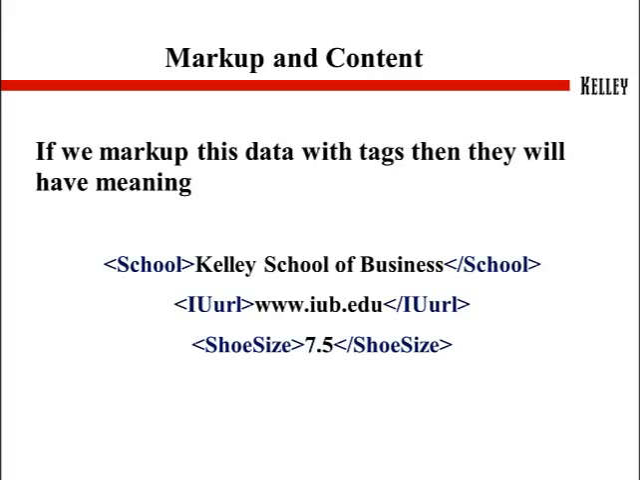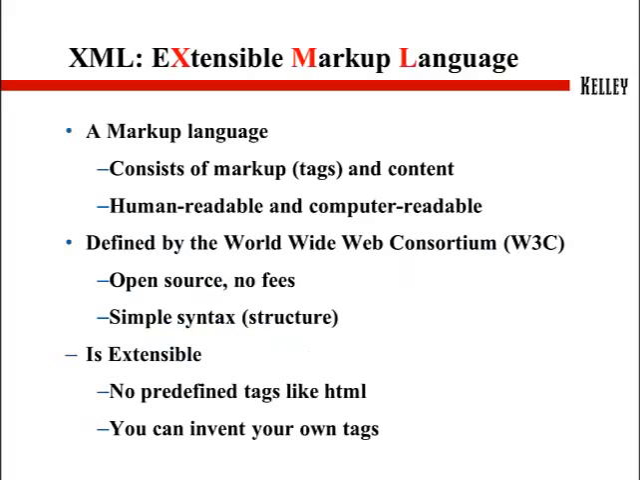The point is that these terms now have meaning, and the meaning is given by the markups, which are also known as tags. There's a beginning tag to the left of each term, and there is an ending tag to the right of each term. And then the term in the middle is what we call content. This is an example of XML, Extensible Markup Language. And a markup language consists of markup or tags and content.